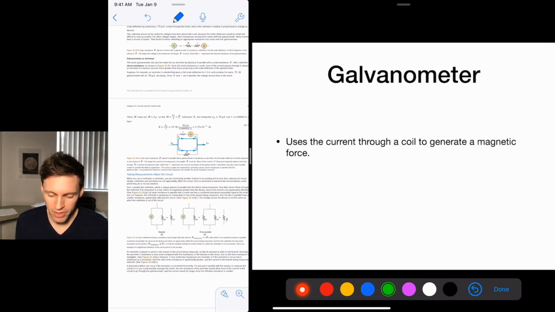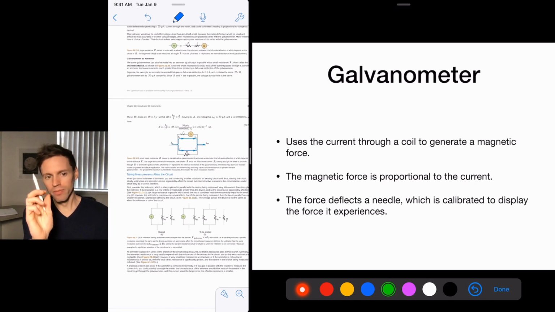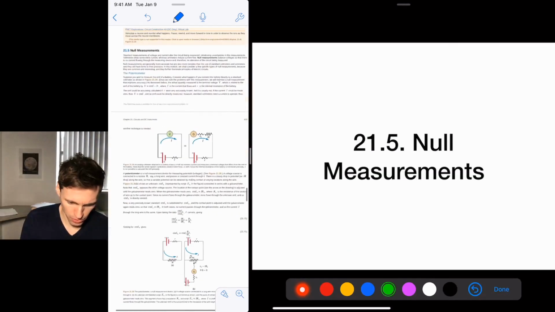So a galvanometer is another thing where the current goes through a coil of wire, which generates a magnetic field and deflects a needle. The magnetic force is proportional to the current. We're going to learn about this. The force deflects the needle, and then you have a display that tells you how much the voltage is. So you'll do that in lab.